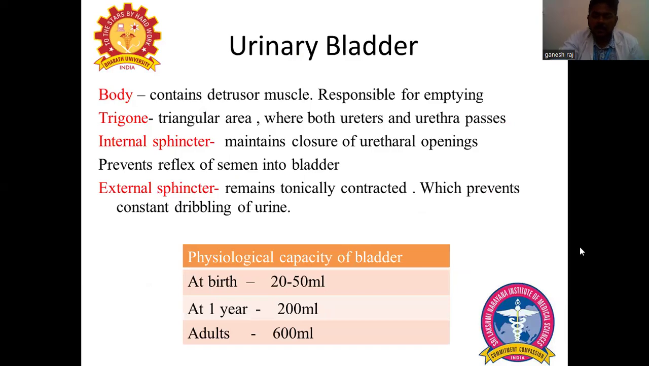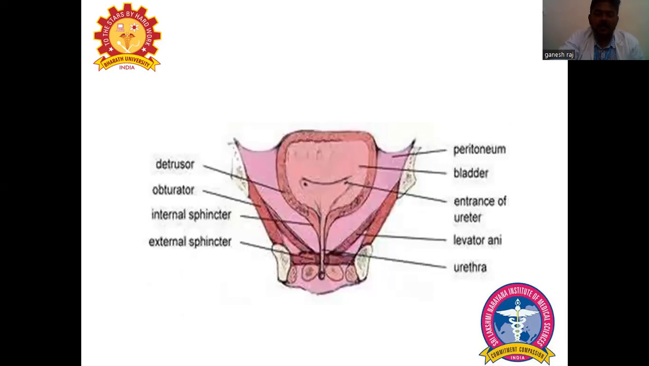Now we'll see the anatomy of the bladder. This is the bladder. The bladder has a body and a neck, and this area is called the trigone. Why is it called the trigone? Because both the ureters end here, and this is the point where the urethra starts from the bladder. So this triangular area is called the trigone of the bladder, and this is the body of the bladder.